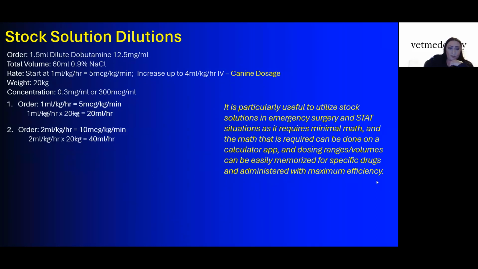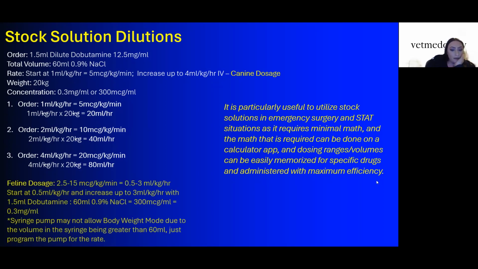So for 2 mils per kg per hour, we're just doubling things. And that's equivalent to 10 mics per kg per minute. So 2 mils per kg per hour times 20 kgs equals 40 mils an hour. And then we double again, 4 mils per kg per hour, which is the max that we want to use in a canine, equals 20 mics per kg per minute. So 4 mils per kg per hour times 20 kgs equals 80 mils an hour.